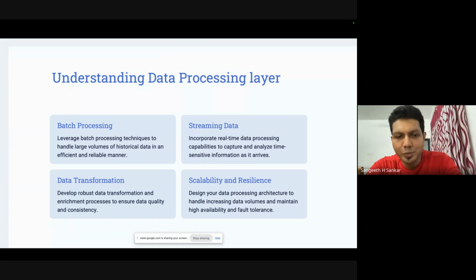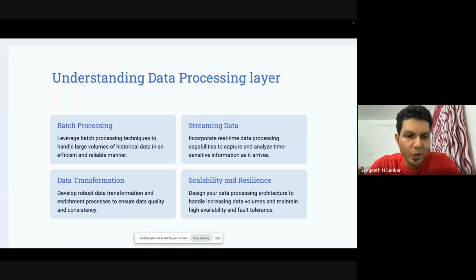You have data transformation, which is a key within your data processing, where you would be really enriching your data, right, cleansing your data, keeping it in a way that the data quality of your data is maintained and is good to be consumed, right, for deriving those business insights.